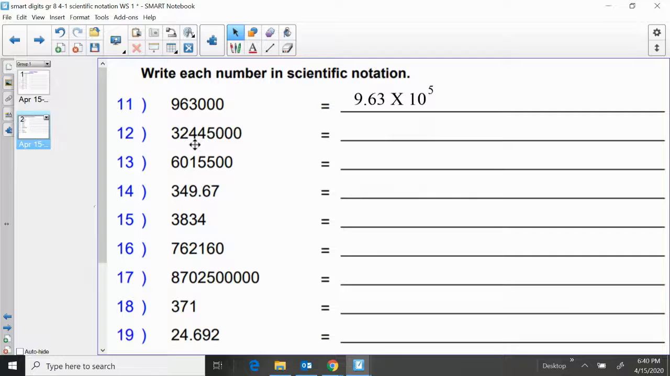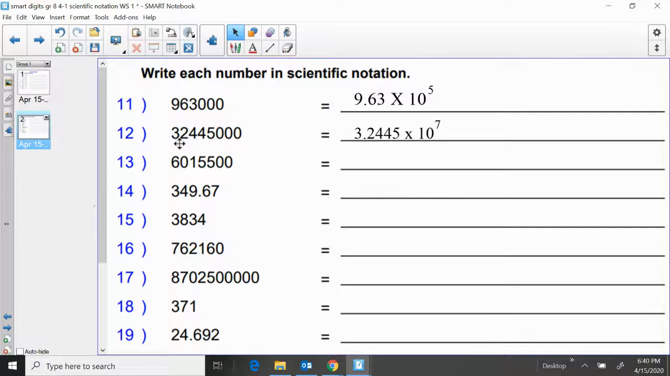This would be 32,445,000 for an answer of 3.2445 times 10 to the 7th power. So again, I just imagine that the decimal point is there. And all I have to do is go to the first number I see to the far left and just put a decimal point right after it.